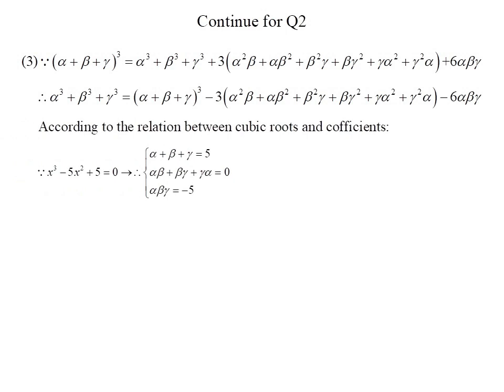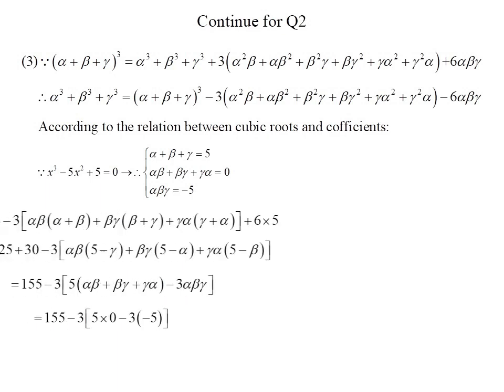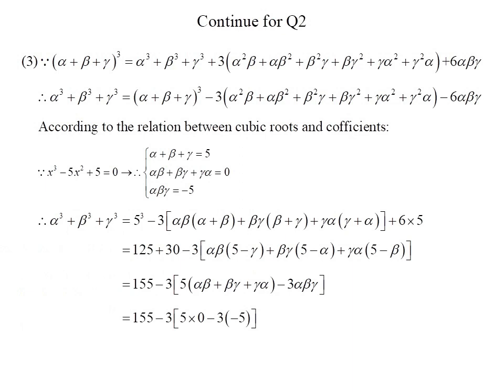According to the relations between cubic roots and its coefficients, we have simultaneous equations established. Based on the relations above, we simplify and calculate the value of the sum of alpha cubed, beta cubed, and gamma cubed, which is equal to 110.